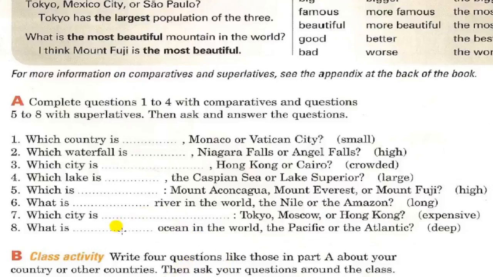What is the best city in Egypt? Marsa Matruh, Alexandria, or Sharm el-Sheikh? Sharm el-Sheikh is the best city in Egypt.